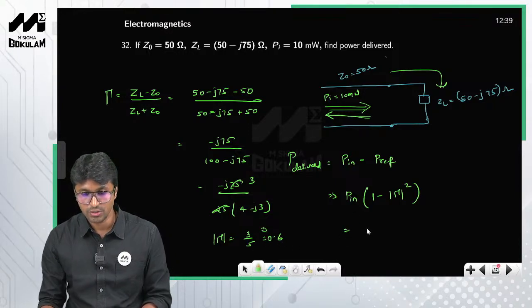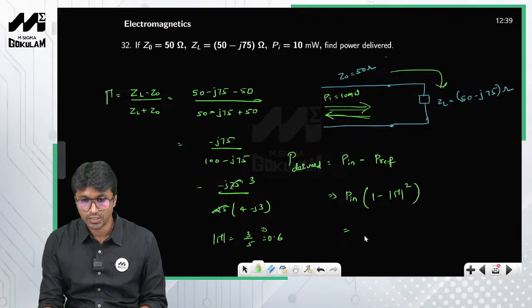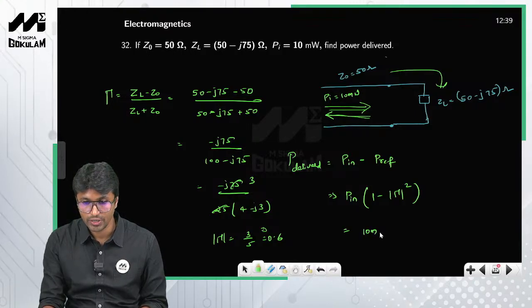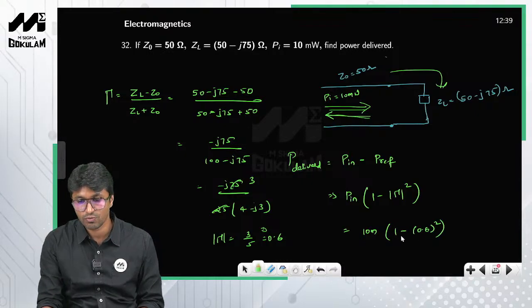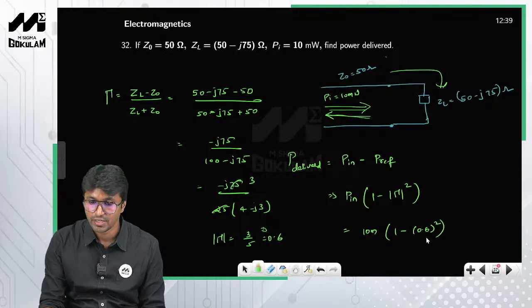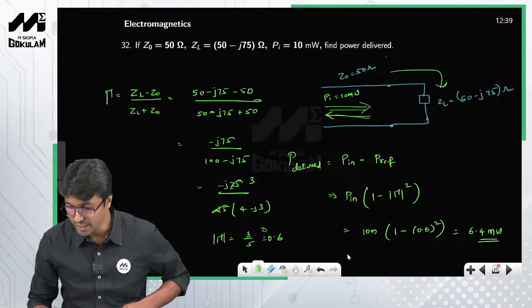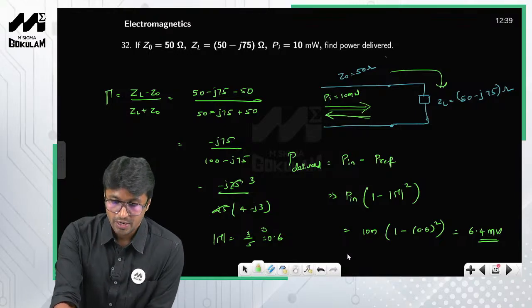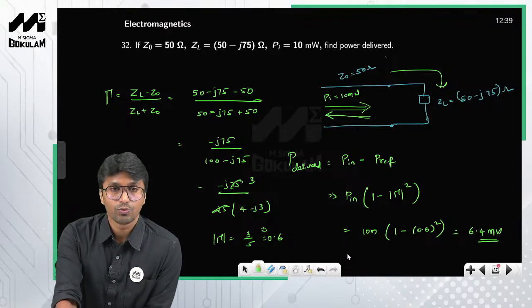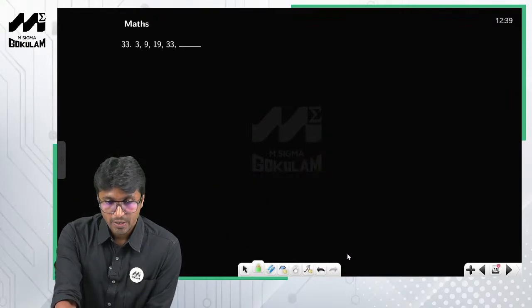So this is equal to the input power, which is given as 10 milliwatt, into (1 minus 0.6) whole squared. 1 minus 0.6 is 0.4, squared is 0.16... wait, as stated: 1 minus 0.36 is 0.64, and 0.64 into 10 is 6.4 milliwatt. So this is how you solve this particular problem. Now we shall move on to the next problem.